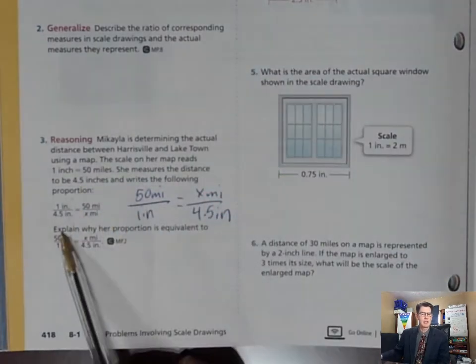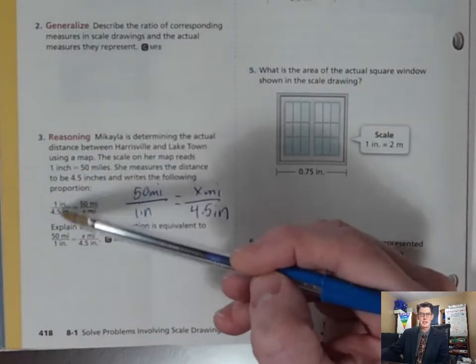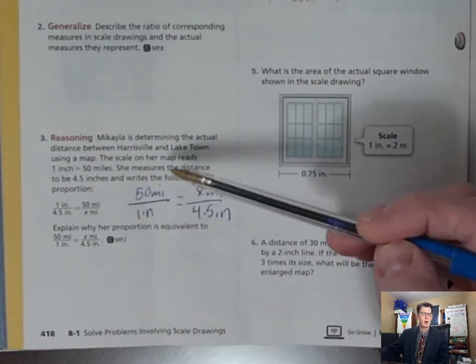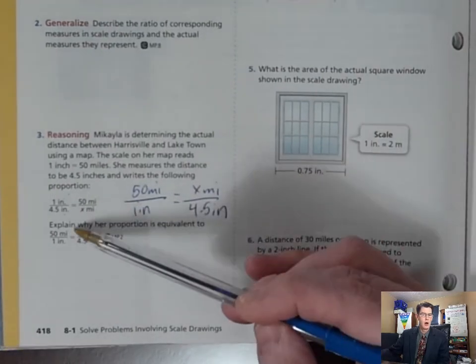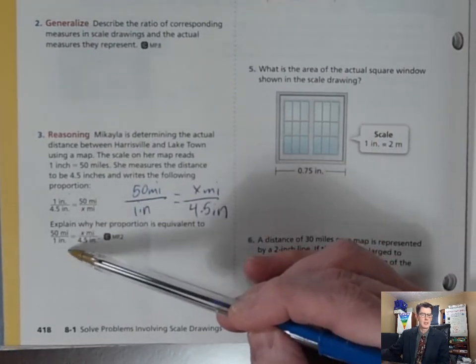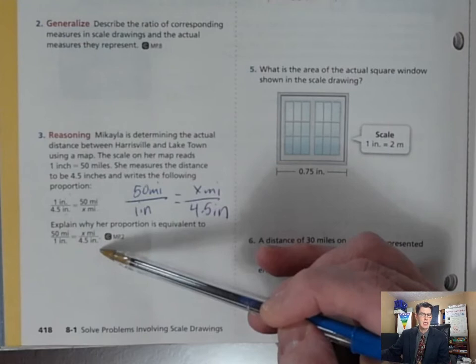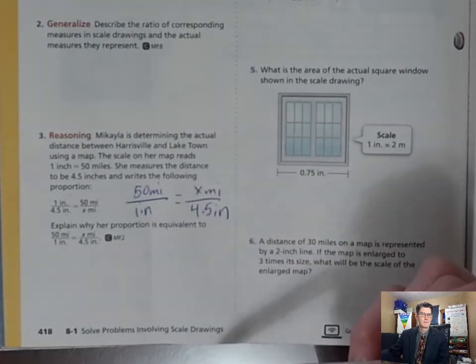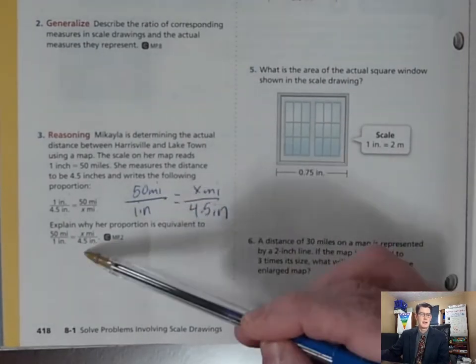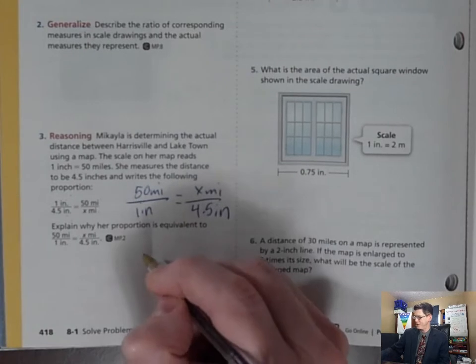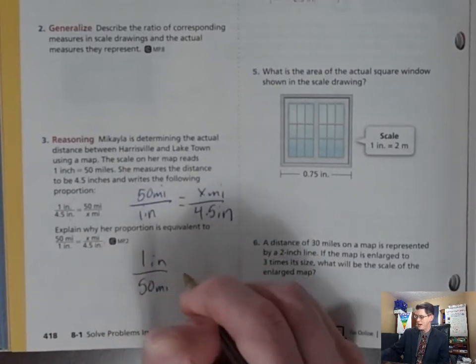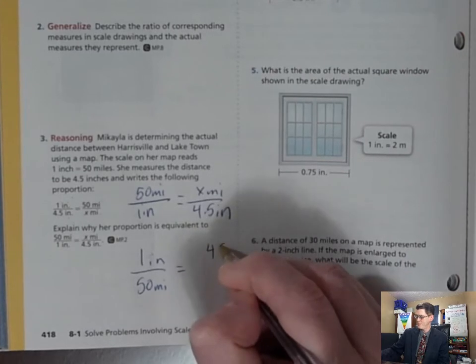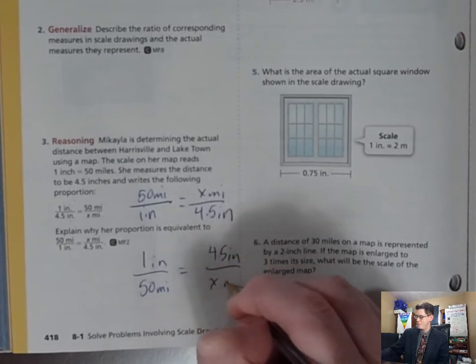As long as you write them in the same order, you can do it writing scale to scale and actual to actual, or actual to scale as long as it's actual to scale, or the actual to the scale over the actual to the scale, like I wrote here. I wrote it showing you the way that I did it, which is the same as that. I was trying to do it different than what they did. If I do 1 inch over, here we go, 1 inch over 50 miles is the same as 4.5 inches to X miles.